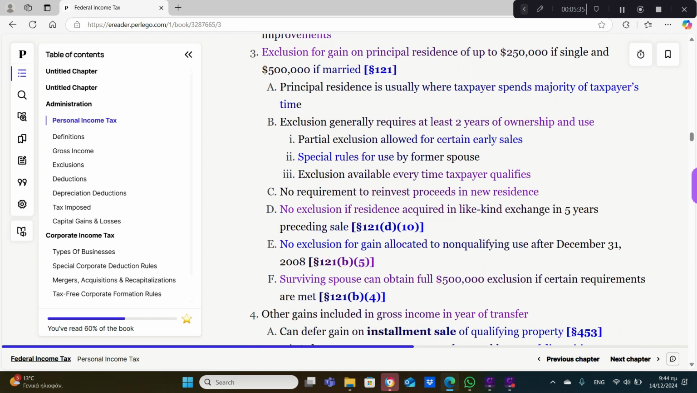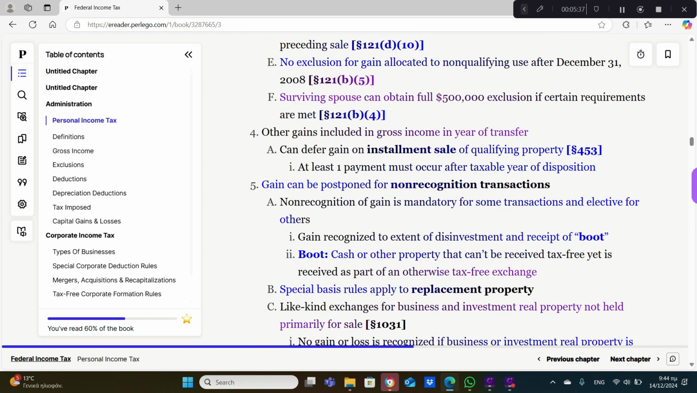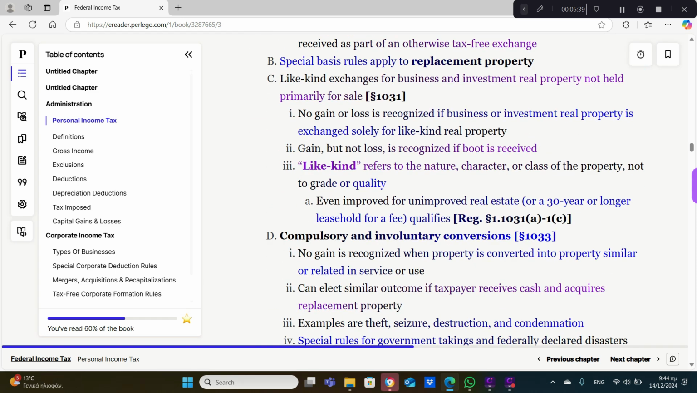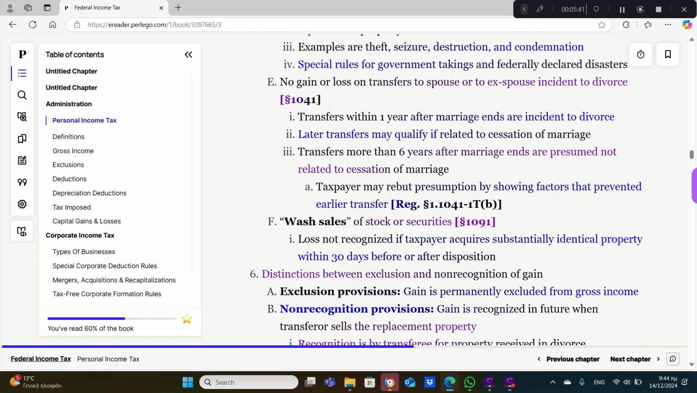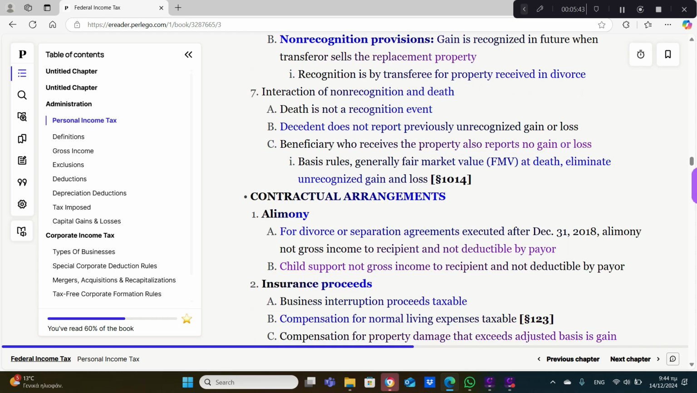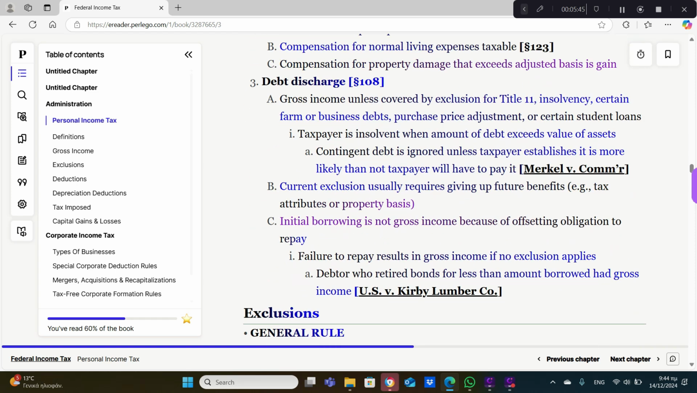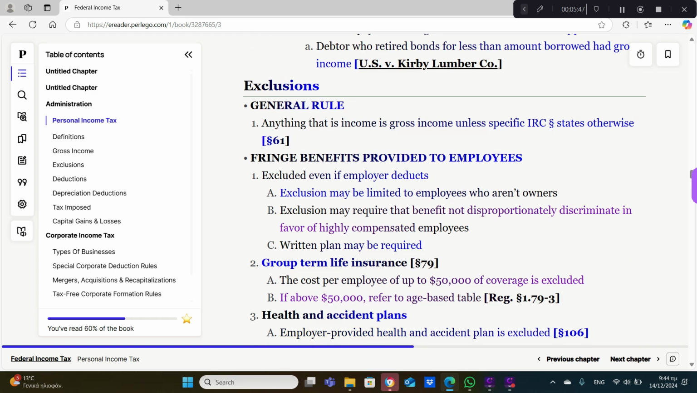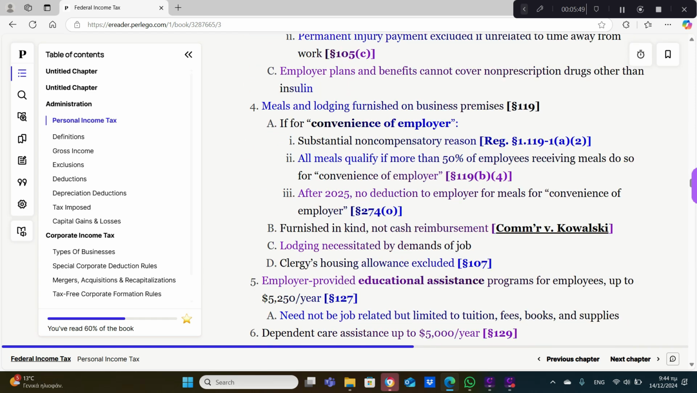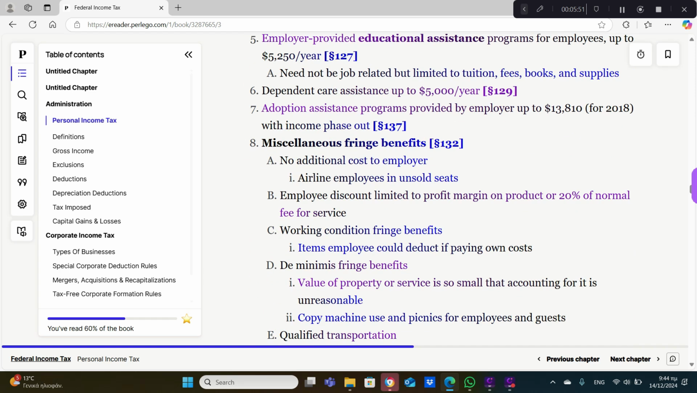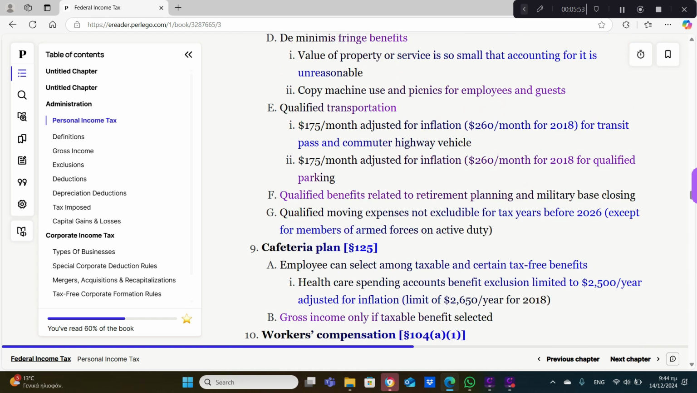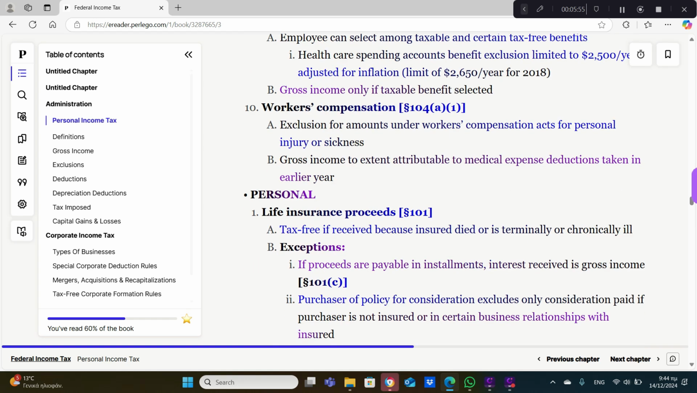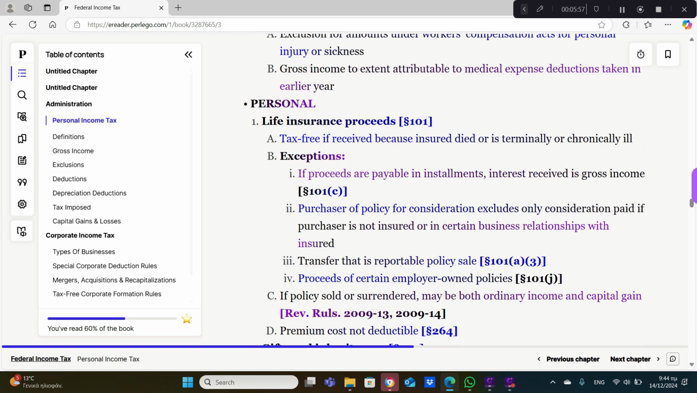12. Special corporate deduction rules. Corporations enjoy special deductions to lower taxable income, such as charitable contributions, subject to limits. Net operating losses, NOLs, which can be carried forward. Dividends received deductions, DRD, to avoid double taxation.